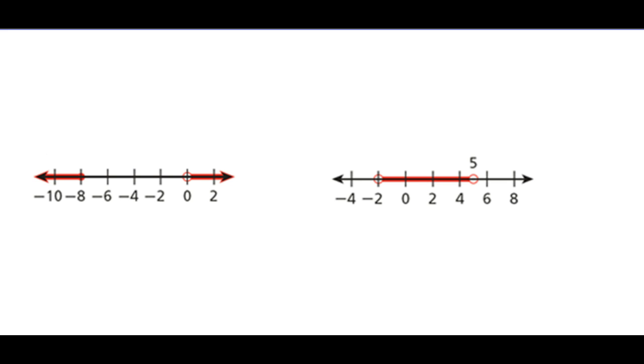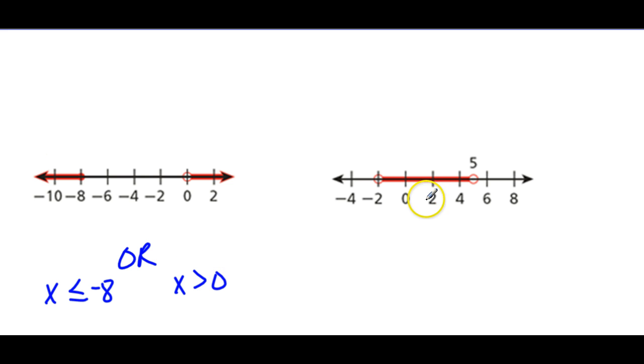Okay, now really quickly, we're going to finish this up by writing inequalities. Okay, in this case, since there is no overlap, you know for a fact it has to be an or. So this one is what? x is less than or equal to -8, or this side would be x is greater than 0.